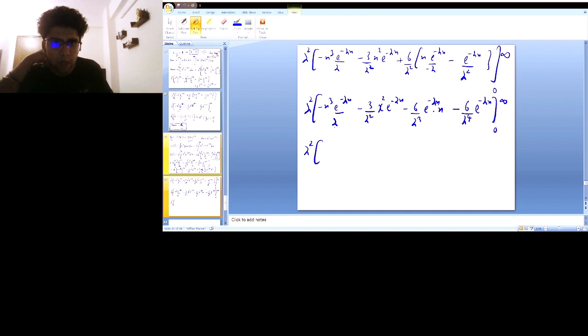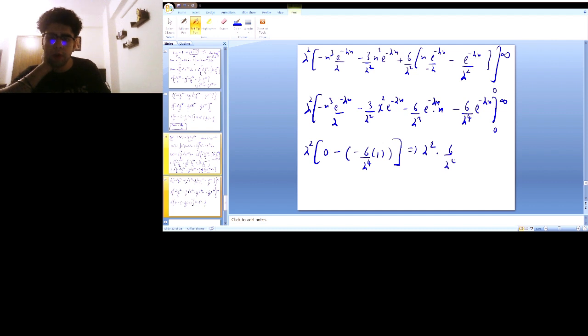This ultimately gives me, so putting in infinity gives me 0, 0, 0, 0. All of the terms with e to the power minus lambda x become 0. Now putting in 0, all the terms with x become 0. So this is 0, this is 0, but this is minus 6 upon lambda to the power 4 into 1, because e to the power minus 0 is 1. So minus 1 is positive, this becomes 6 upon lambda to the power 4, cancelling this gives me 6 upon lambda square. So E of x square is equal to 6 upon lambda square.